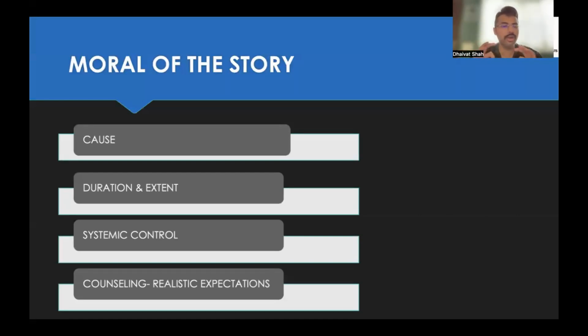Extremely important to look at the systemic control and correlation. And as an ophthalmologist, it's very important to have realistic counseling and give realistic expectations to these patients.